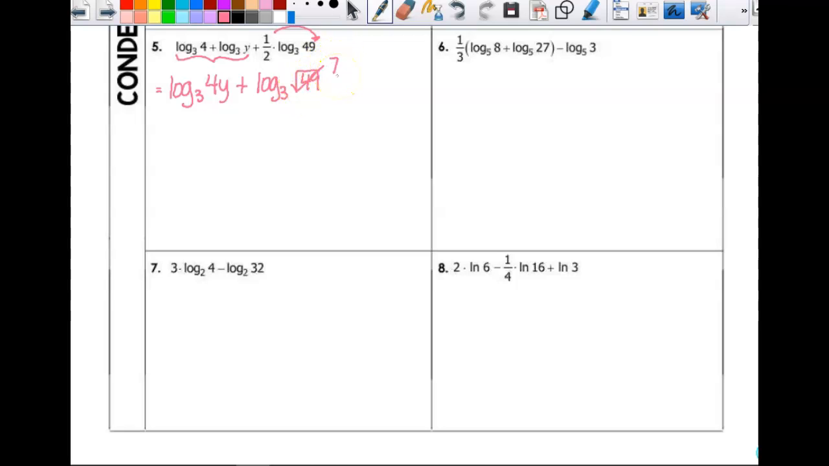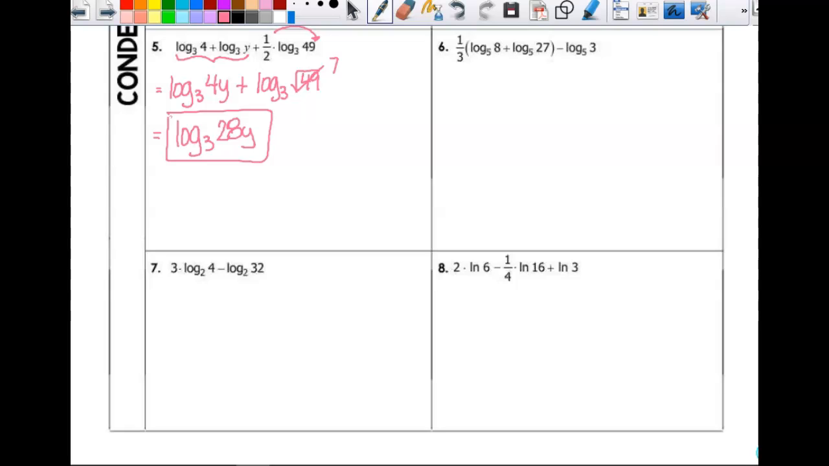Okay, so you could have just put 7 there also. I just want to make sure you know where it's coming from on your notes. So then I'm adding 2 logs with the same base and it can multiply. So this ends up giving me log base 3 of 4 times y times 7, which is 28y. Okay. Any questions about where any of that came from?